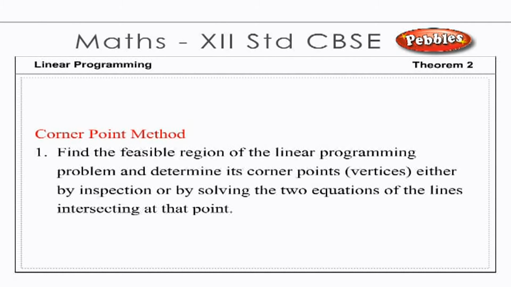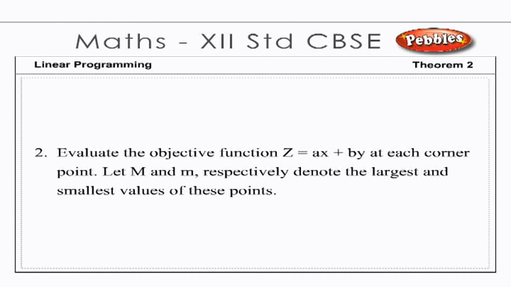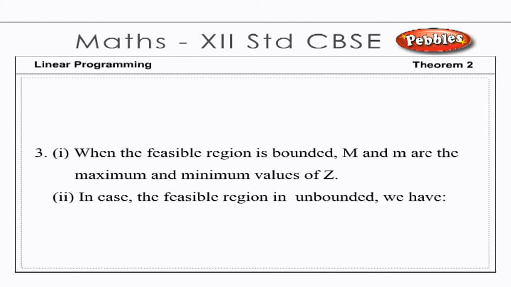The method comprises the following steps. 1. Find the feasible region of the linear programming problem and determine its corner points, vertices, either by inspection or by solving the two equations of the lines intersecting at that point. 2. Evaluate the objective function Z equal to ax plus by at each corner point. Let M and m respectively denote the largest and smallest values at these points. 3. First, when the feasible region is bounded, M and m are the maximum and minimum values of Z.